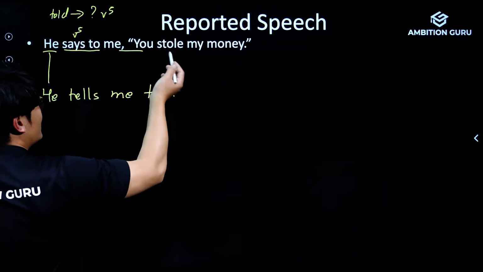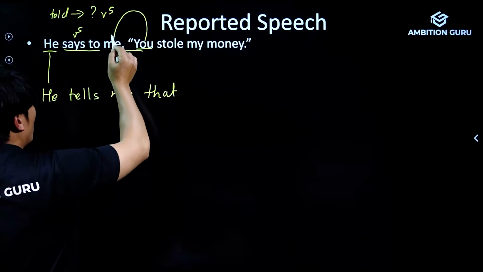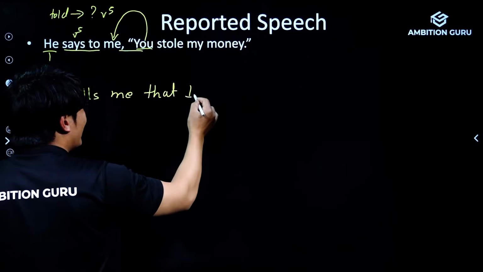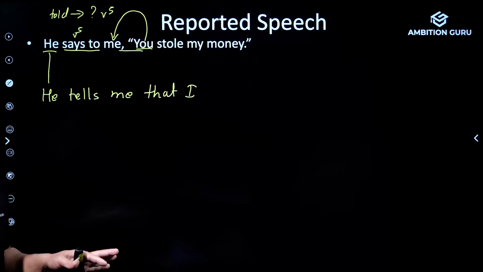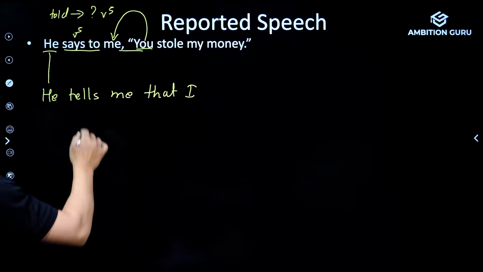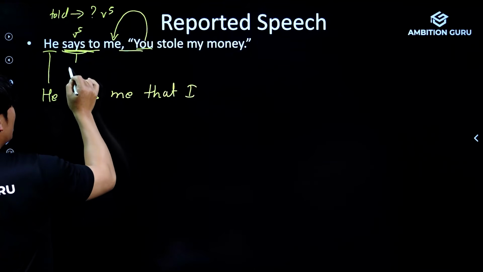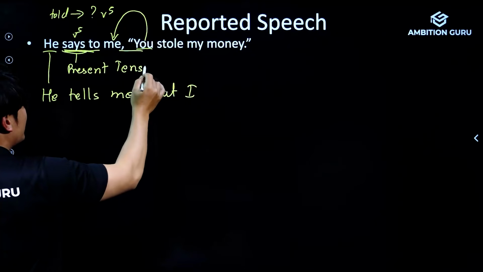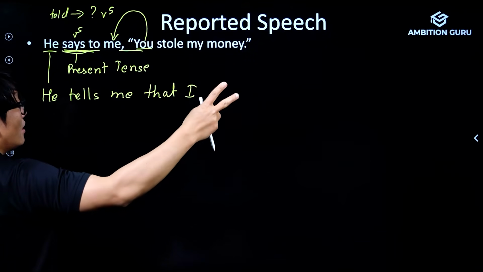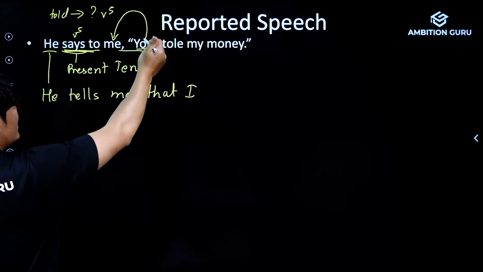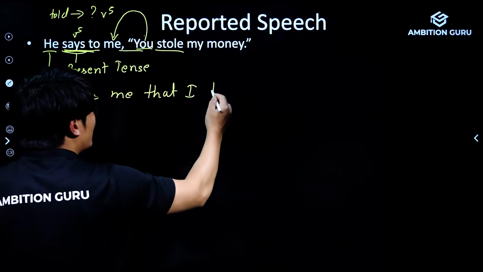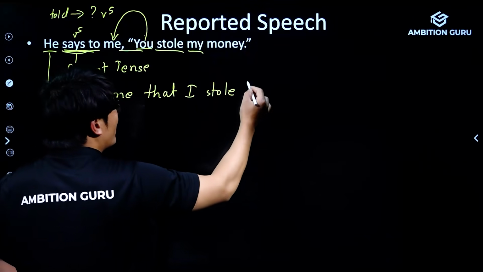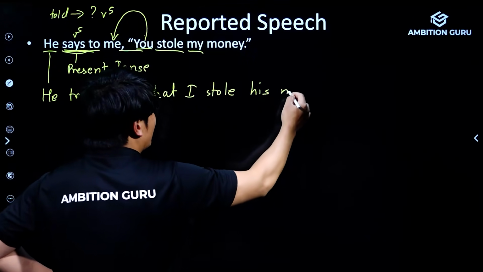Now let's change the subject. So the subject is you. You should be changed according to the object case. So the object case is me. So here should be I. And now the main and most important part. When this is in a present tense, then you need to understand we don't need to change the time and tense. We need to change just the subject. So we change the subject. Now this stole remains here, stole. Why? Because we don't need to change the tense. My means who? Okay, his. I stole his money.